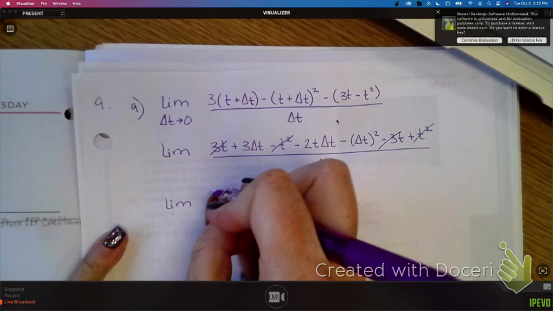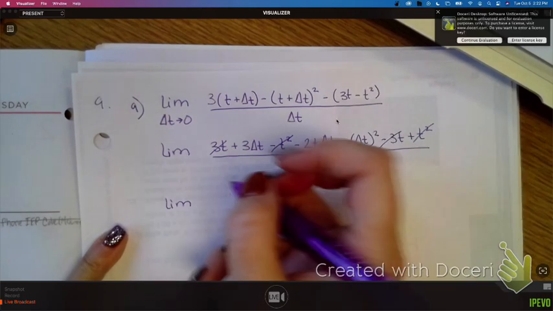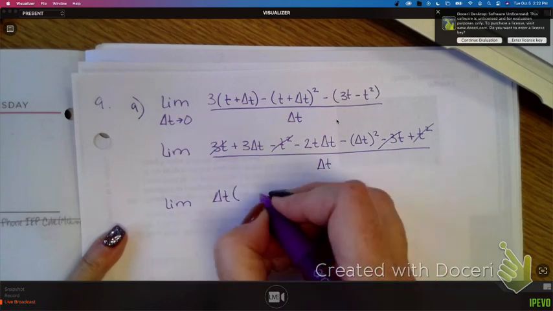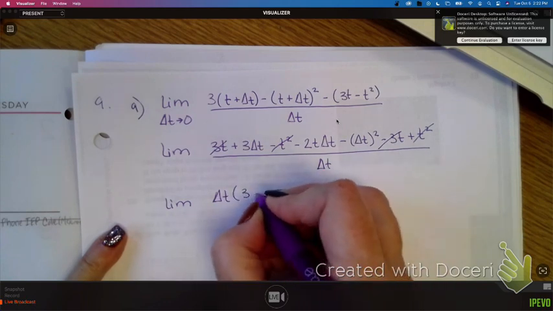And actually, they all have a change in t in common, correct? So can we cancel the t's out? Well, no, you can factor it out. And we don't ever cancel. You know what? We reduce.